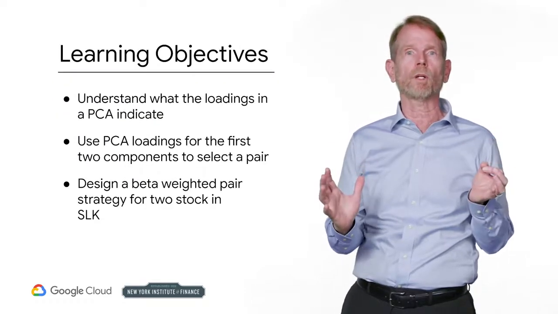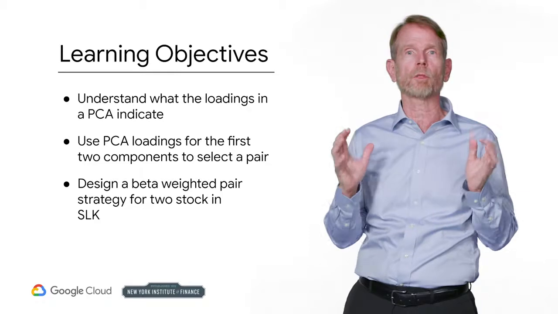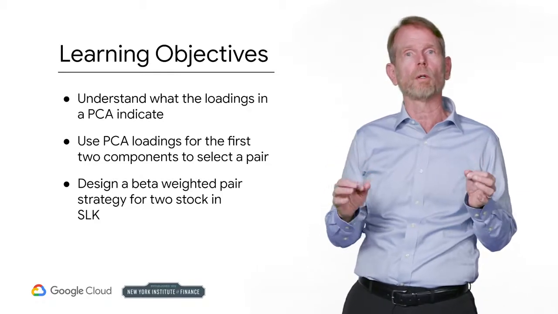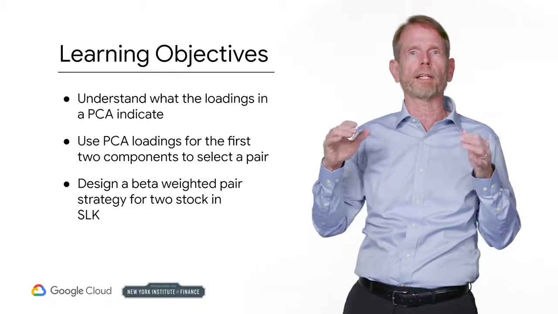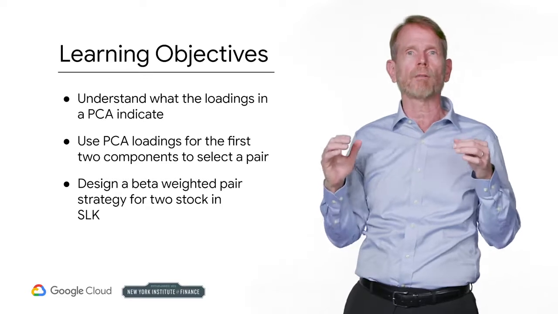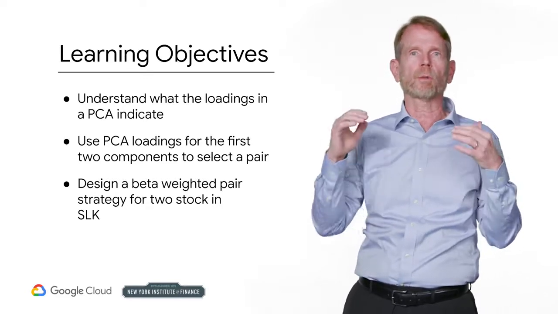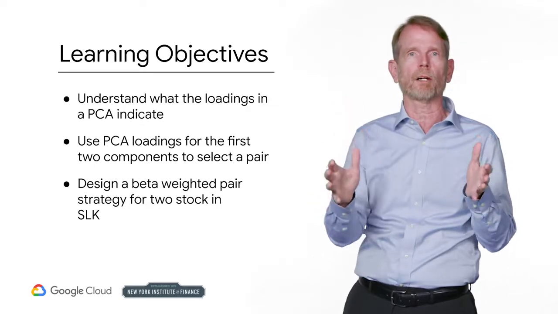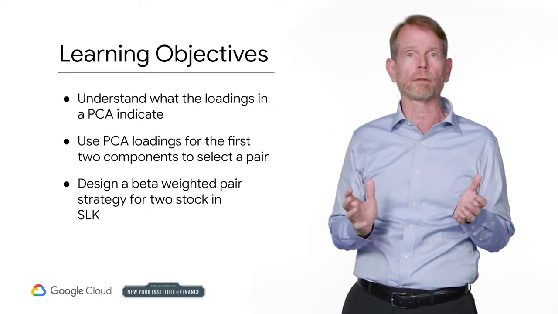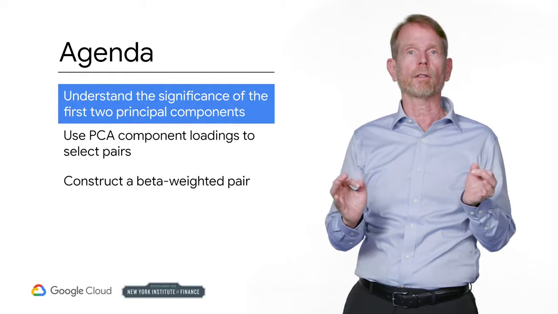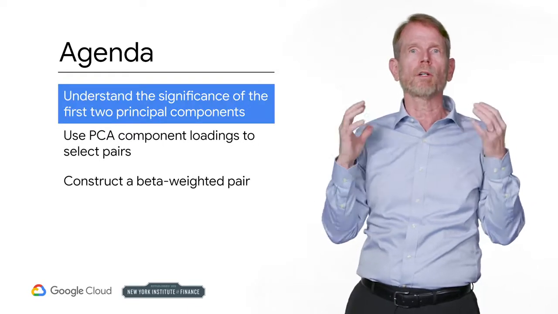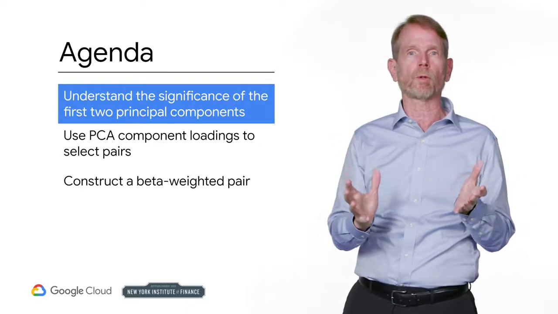We will examine what the loadings for the first two principal components represent. We will then use those loadings to identify two stocks that would have good potential in a paired trade. Lastly, we will determine the weightings of each stock in the pair based on their respective betas. To start, we will examine what the loadings for the first two principal components represent.